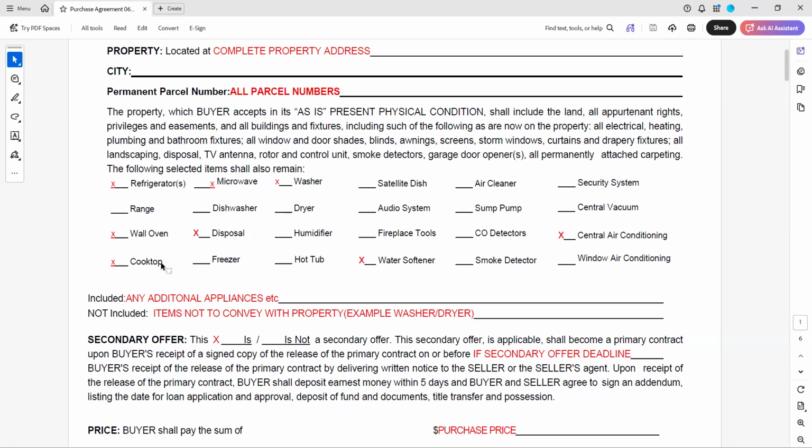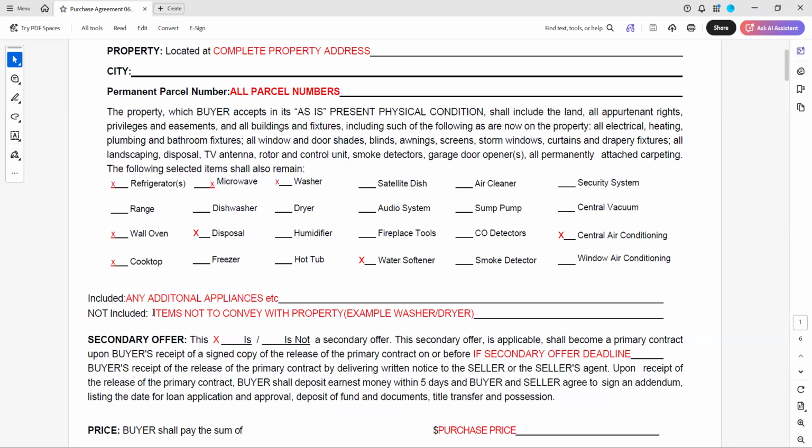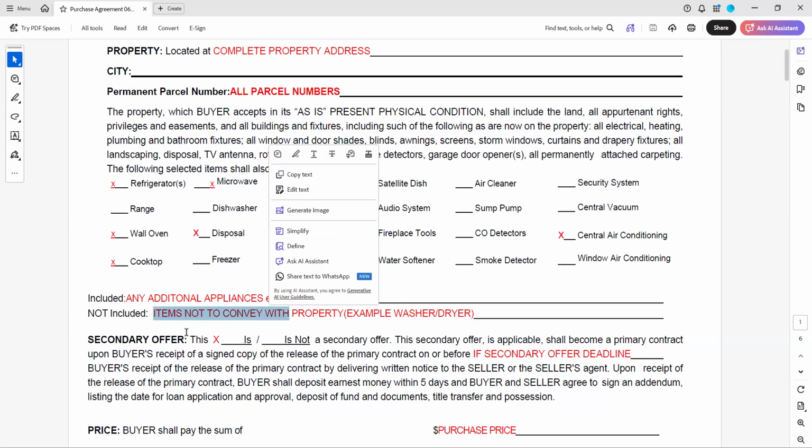So that would be listed on the any additional appliances section there included. If it did say that it's not going to convey, then it's going to be listed on the second line there.